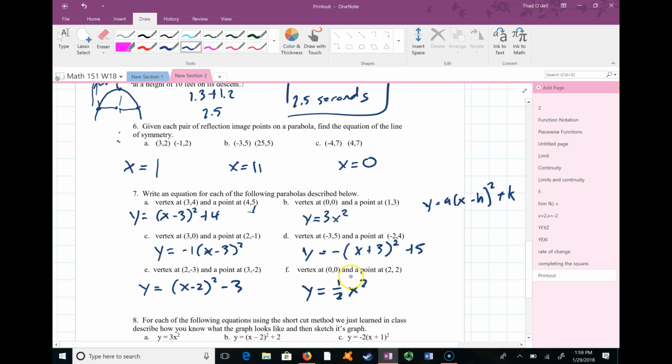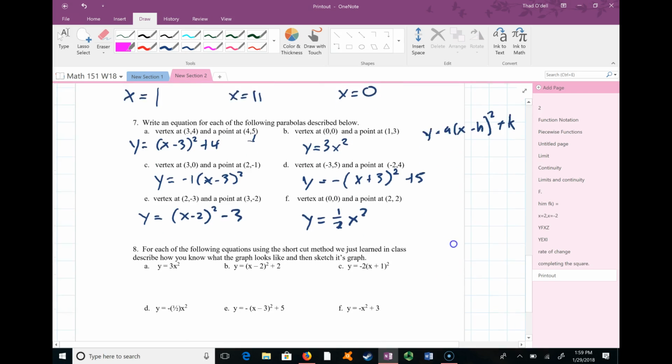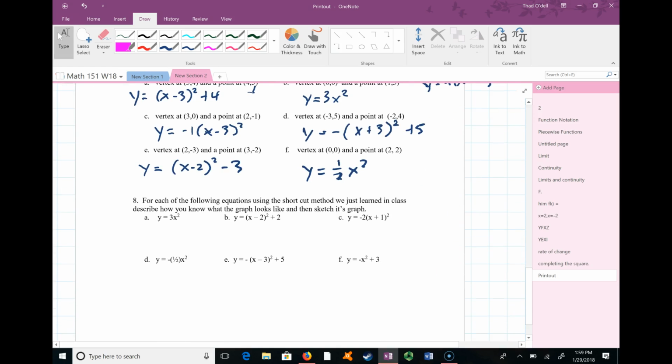This one here, looking at f, normally you would go over 2, up 4. That's the normal shape parabola. So this one over 2, up 2 means it's half as tall as it's supposed to be compared to the parent. So I wrote a 1/2 vertical stretch factor out front. Okay, and finally, for each of the following equations, using the shortcut method we just learned in class, describe how you know what the graph looks like, and then sketch its graph. The shortcut method is just the whole transformation process.